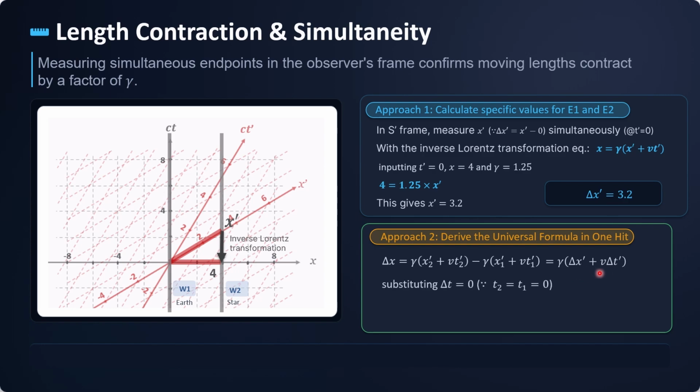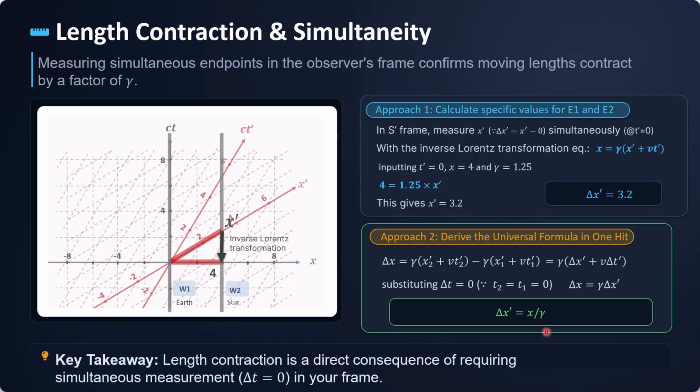That second term cancels out completely, leaving delta x equals gamma times delta x prime. Rearranging for moving length gives us delta x prime equals delta x over gamma. Look at the key takeaway at the bottom of the slide. Length contraction is a direct consequence of requiring simultaneous measurement in your frame.